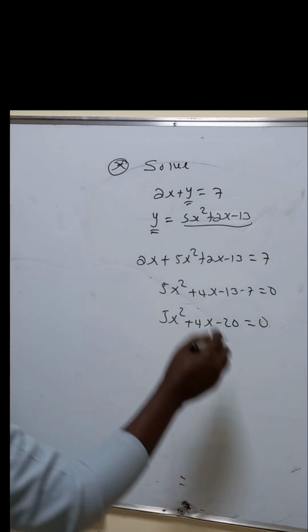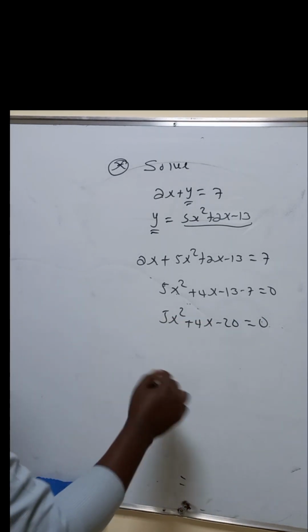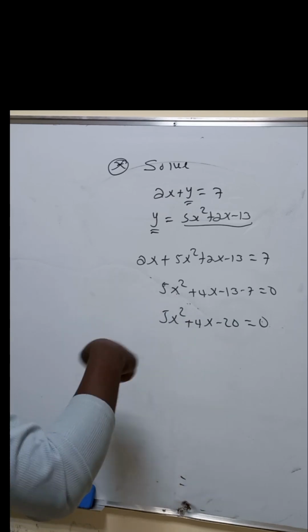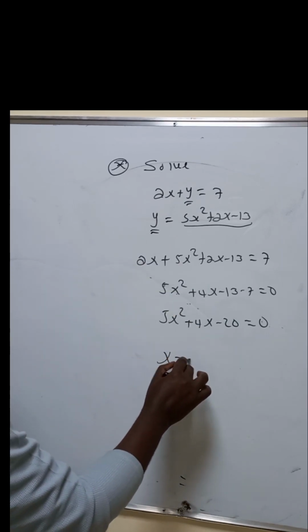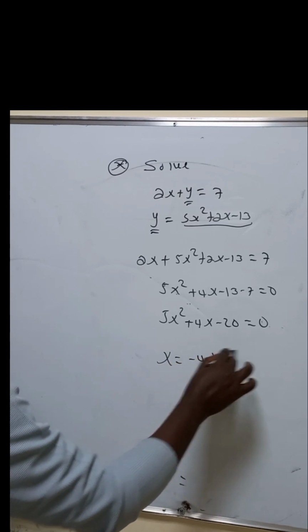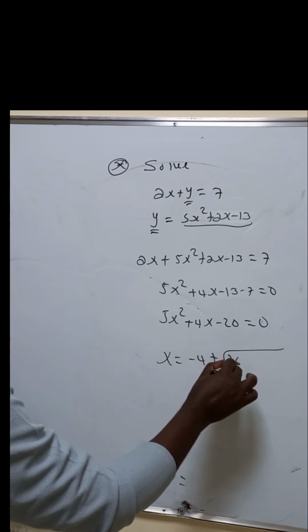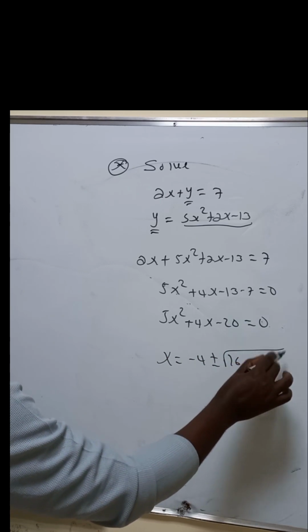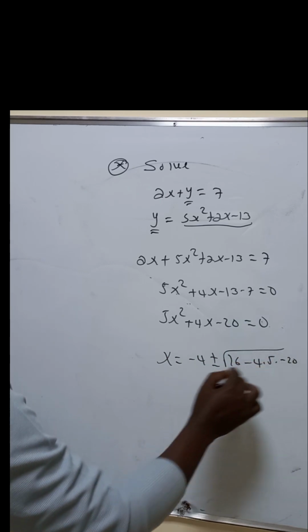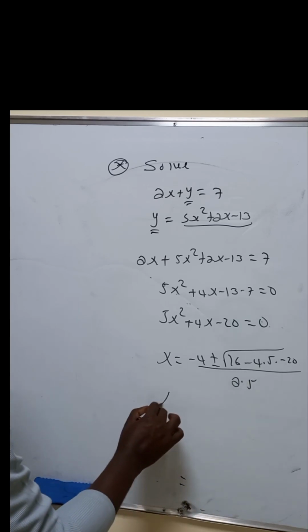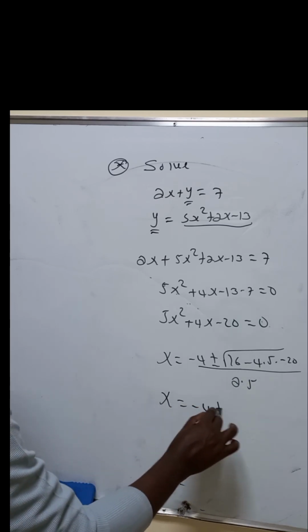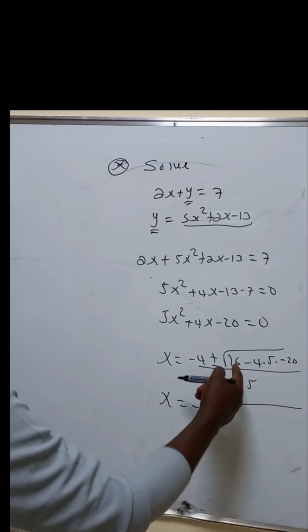Now let me show you another technique. You have to use the quadratic formula. That you can use, because you can use this concept from that one. So the quadratic formula is going to be minus b, which is minus 4, plus or minus the square root of 16 minus 4 times 5 times negative 20, over 2 times 5.